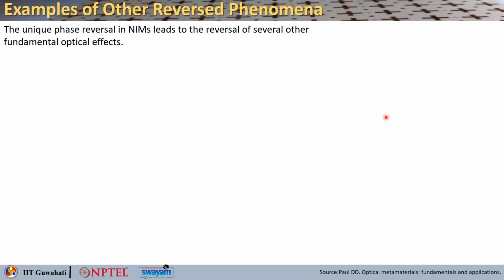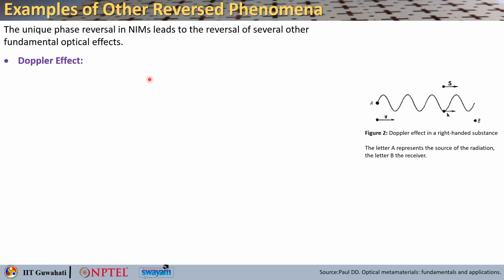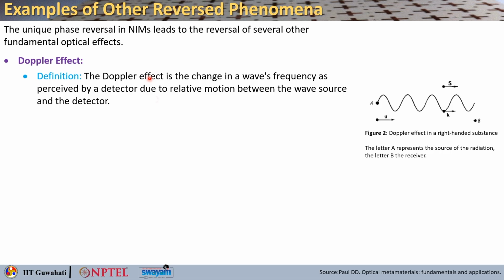Now, let us look into examples of other reversed phenomena. This kind of unique phase reversal in negative index materials can also lead to the reversal of several other fundamental optical effects. The first one is the Doppler effect. Normally, the Doppler effect is the change in a wave's frequency as perceived by the detector, due to the relative motion between the wave source and the detector.